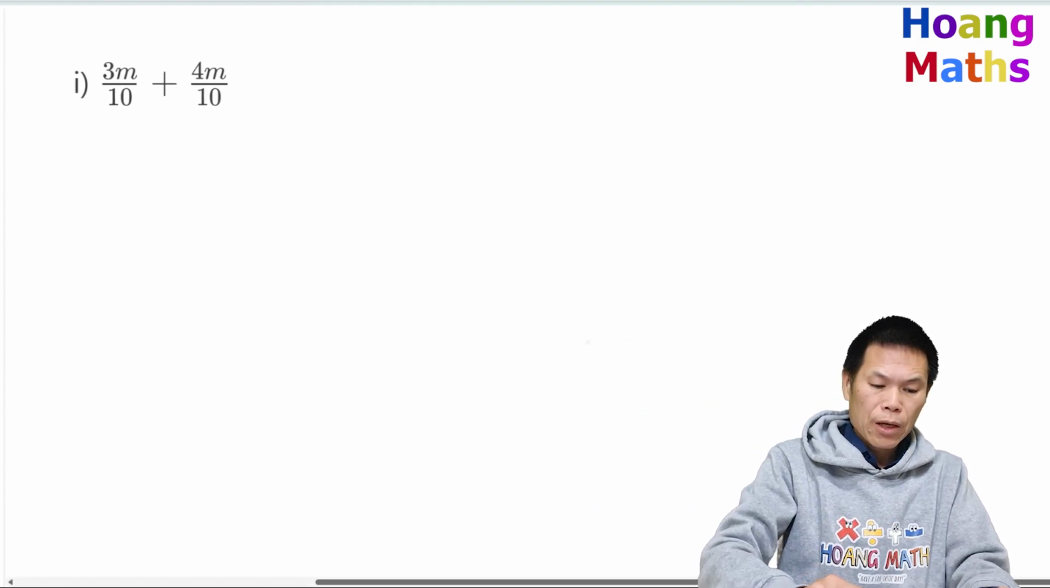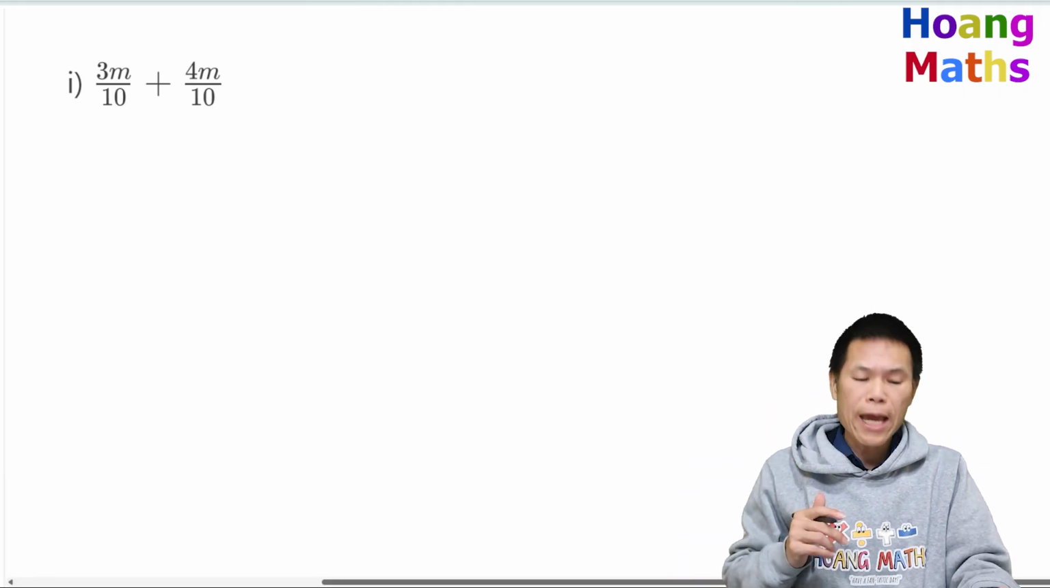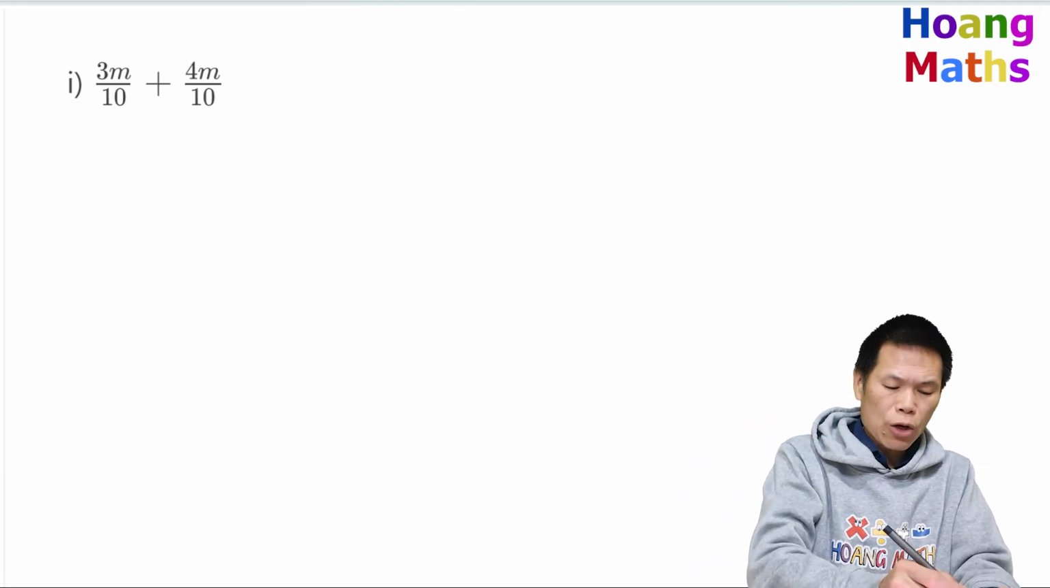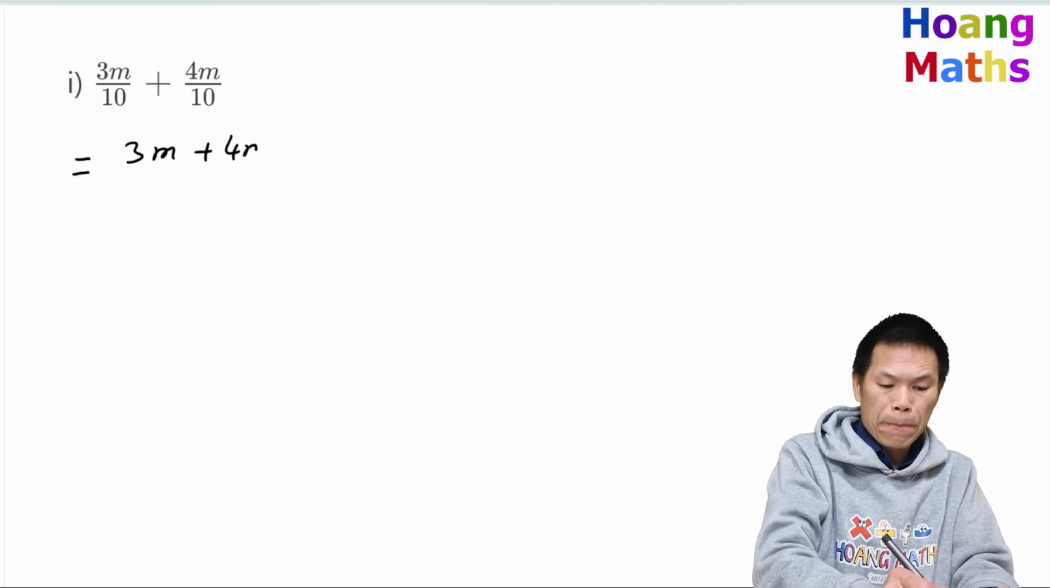Part I. We have 3m over 10 plus 4m over 10. They are the same common denominator, so I can just write like this: 3m, we add 4m, everything's over 10.